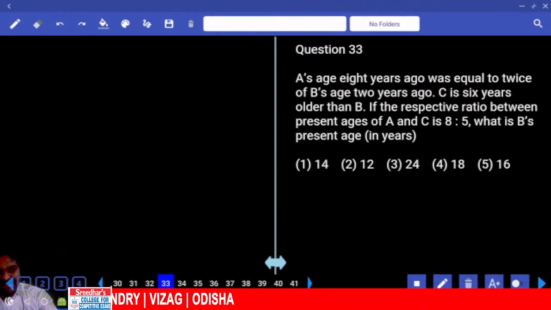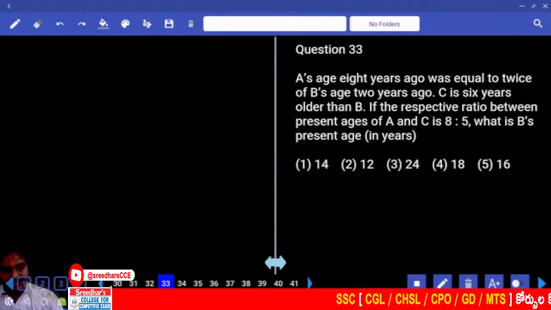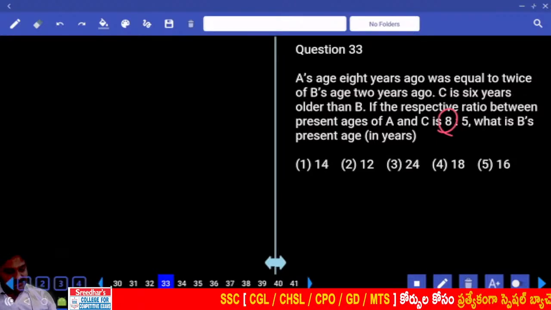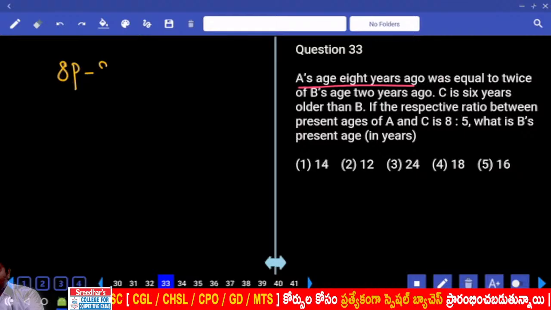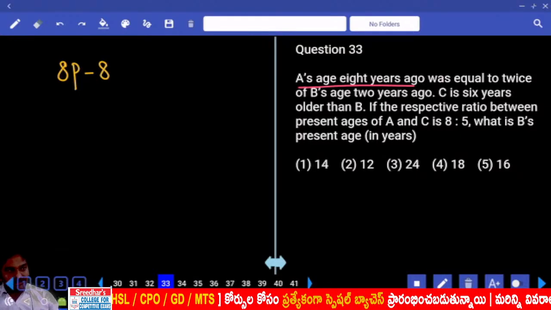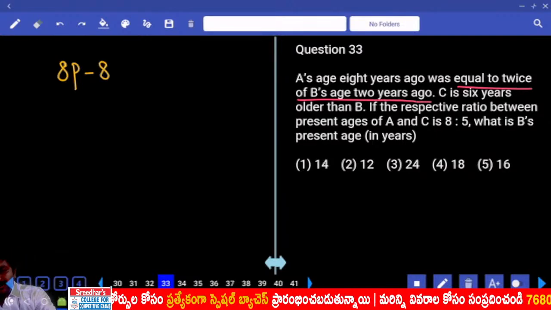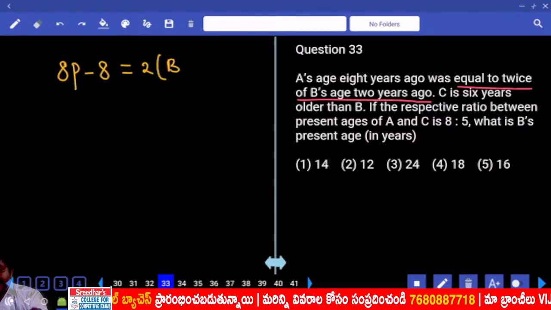A's age 8 years ago was equal to twice B's age 2 years ago. C is 6 years older than B. If the respective ratio between the present ages of A and C is 8:5, what is B's present age? A's present age is 8 parts. C's present age is 5 parts. A's age 8 years ago: 8 parts minus 8 was equal to twice B's age 2 years ago.